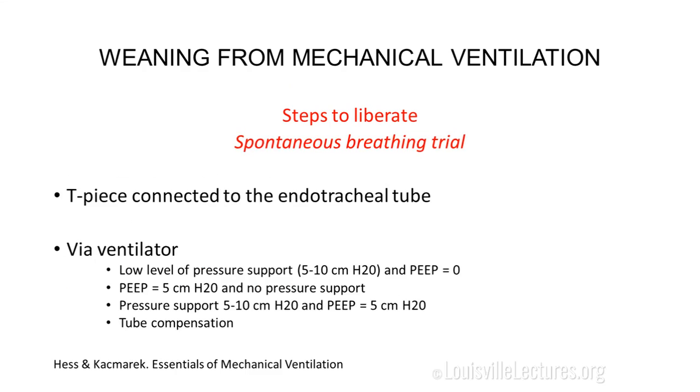This spontaneous breathing trial can be done in a number of different ways. You can do it with a T-piece connected to the endotracheal tube, or it can be via ventilator. And via ventilator, there are also different ways you can do that. You can just leave a low level of pressure support and PEEP of 0. You can leave a PEEP of 5 and no pressure support. You can do a pressure support between 5 and 10 and PEEP of 5, and this is what we do most of the times here. Or you can just do tube compensation. You can leave the patient on the ventilator and just provide the support to overcome the resistance of the endotracheal tube.